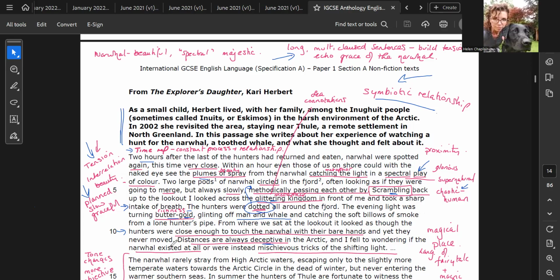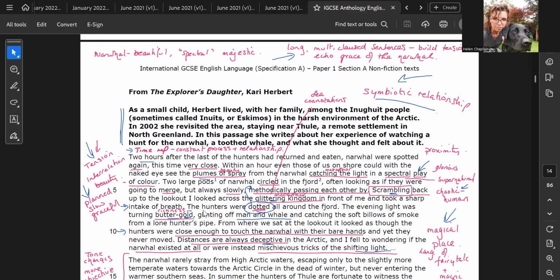And I fell to wondering if the narwhal existed at all, or instead mischievous tricks of the shifting light. So the butter gold light, the shifting light. I'm saying here, it's establishing the Arctic here as being a place of magic and beauty and mystery.